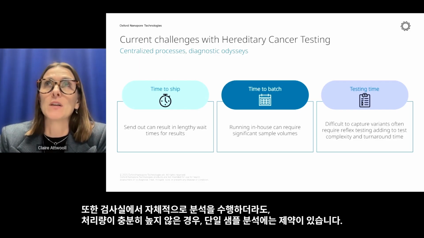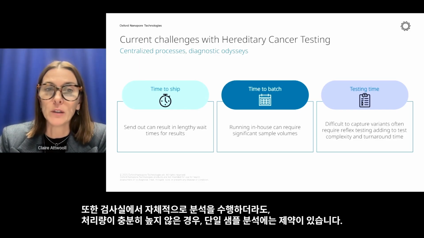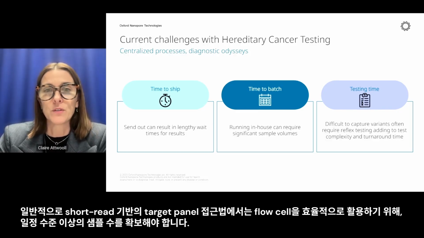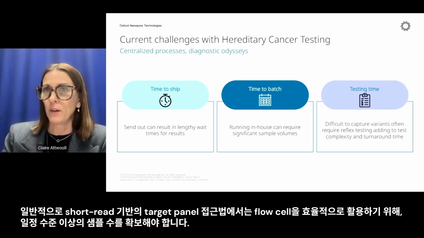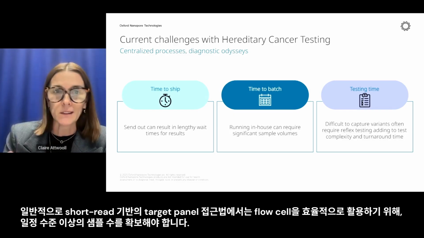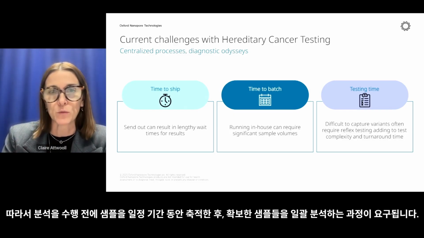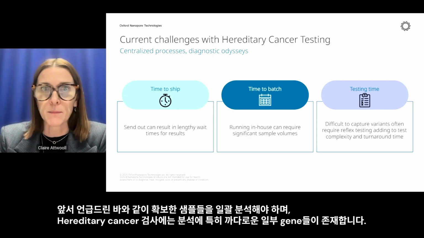Also, if labs are running in-house but are not very high volume, typically with the sort of short read targeted panel approach, you have to fill the flow cell, and so you have to wait until you have enough samples to run. So you have to batch them all together. And as I've mentioned, we can debatch.